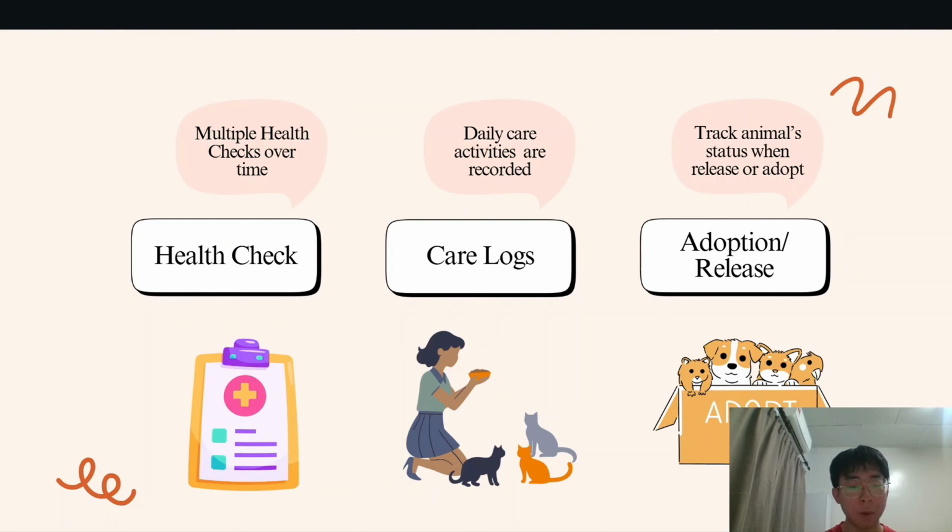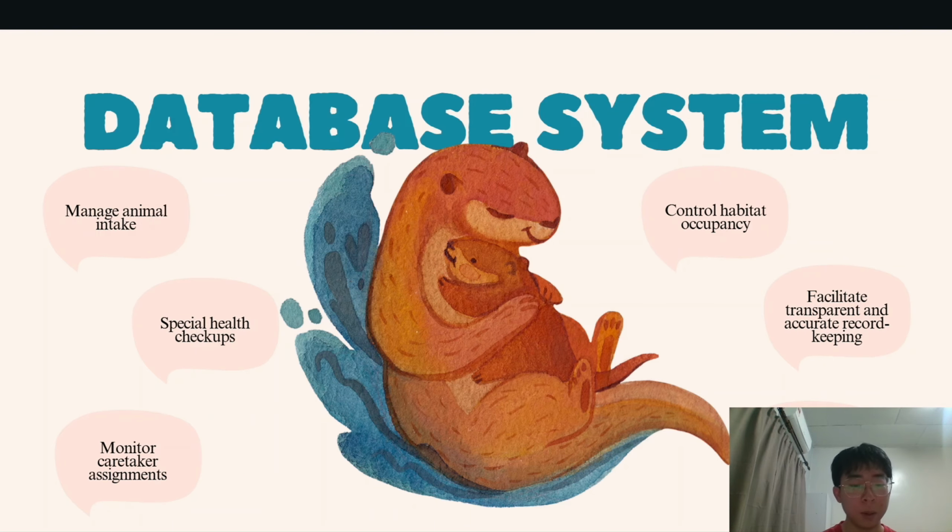This links to our operational rule that every animal has a release status of either in sanctuary, released, or adopted. By using this system, the sanctuary can manage animal intake, species classification, and habitat assignment. It also tracks routine and special health checkups with detailed ratings.